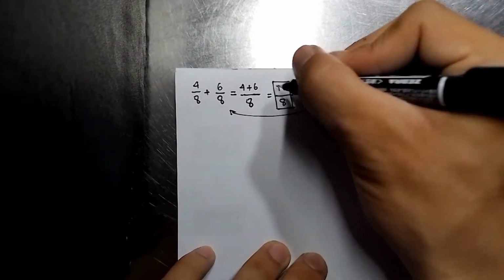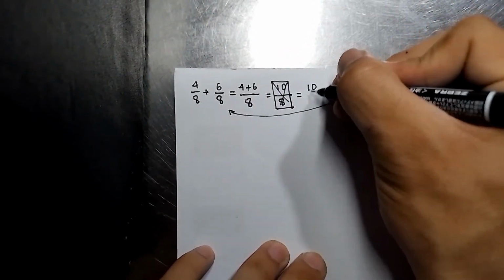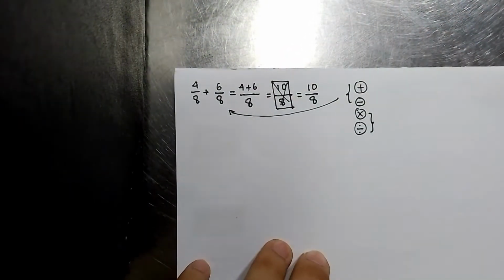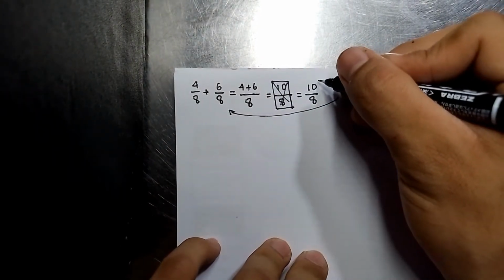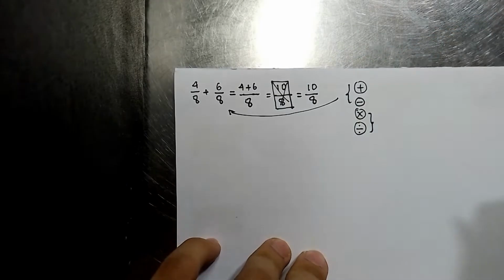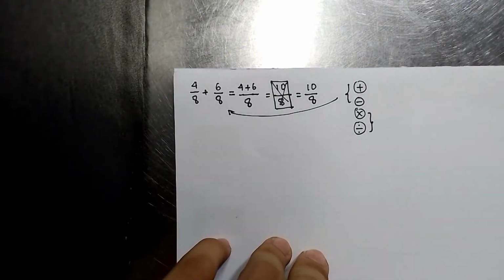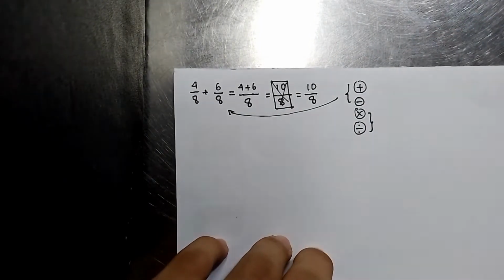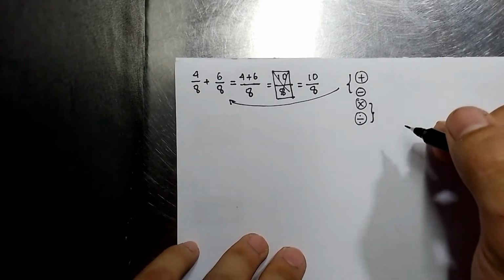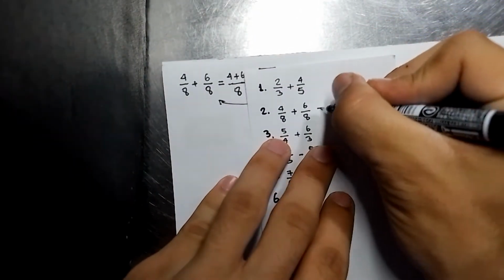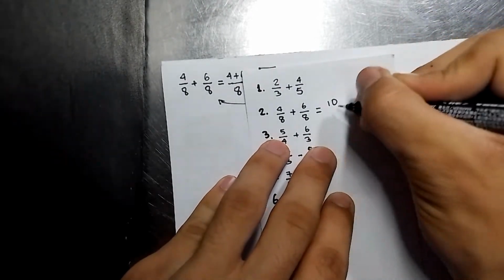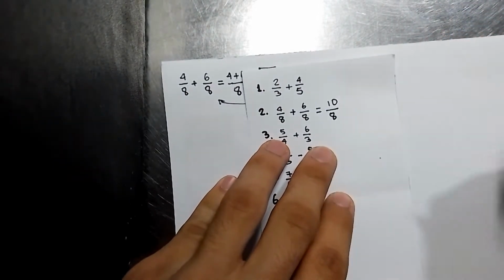Oh, wait. Okay, 10 over 8. When I draw it like that, it looks weird. So here's the answer, 10 over 8. Let's write it into our question list. So here we will write the answer. The answer is 10 over 8.